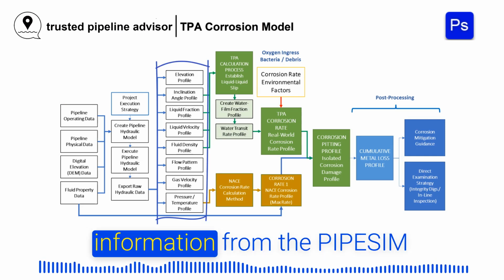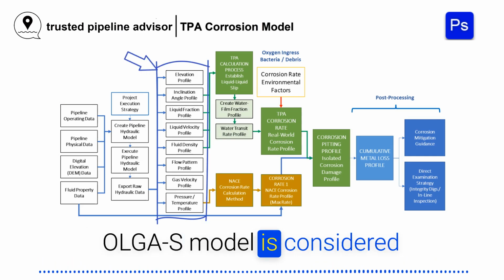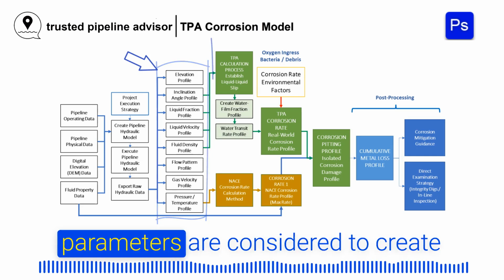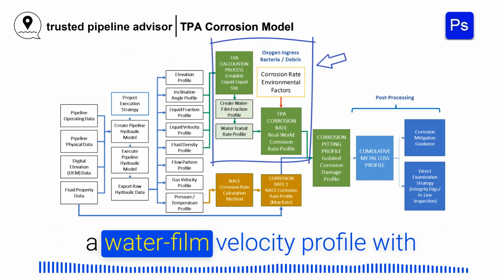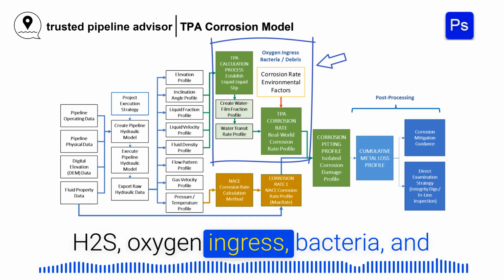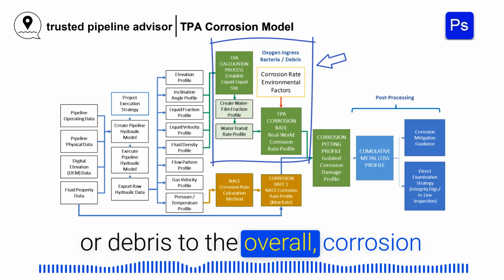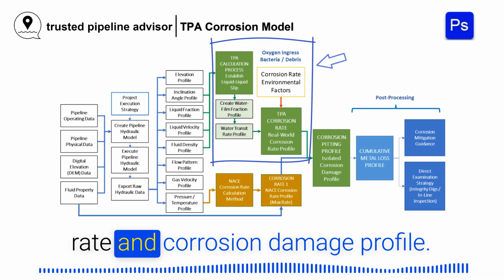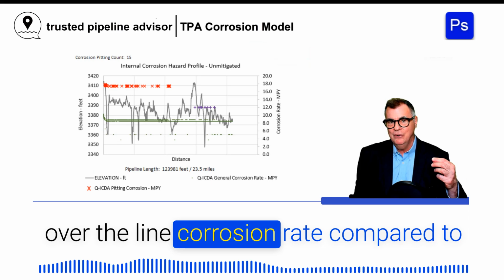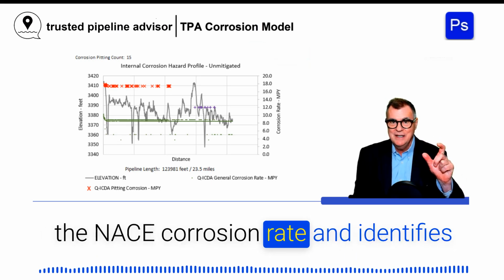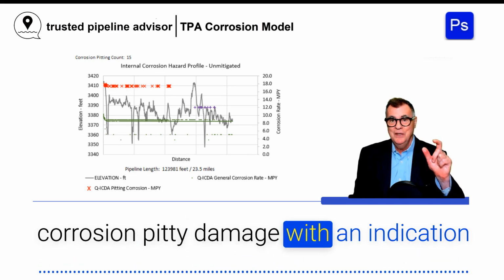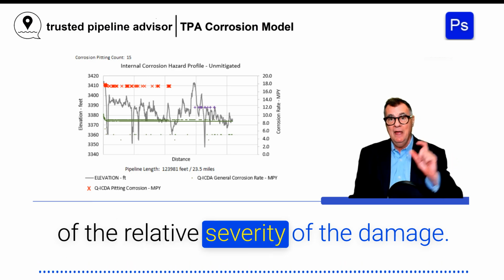Noteworthy is how the specific information from the PIPESIM OLGA-S model is considered within the TPA corrosion model. Specifically, individual flow parameters are considered to create a water film velocity profile, with consideration of the implications of H2S, oxygen ingress, bacteria, and/or debris to the overall corrosion rate and corrosion damage profile. The TPA corrosion model supplies an over-the-line corrosion rate compared to the NACE corrosion rate and identifies the most probable sites for isolated corrosion pit damage with an indication of the relative severity of the damage.